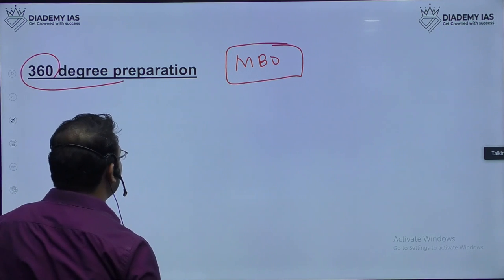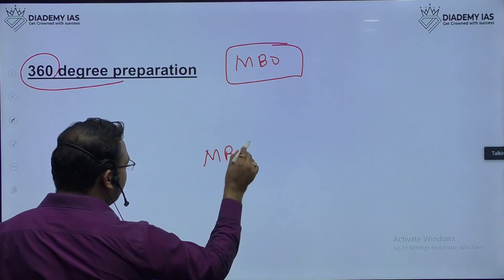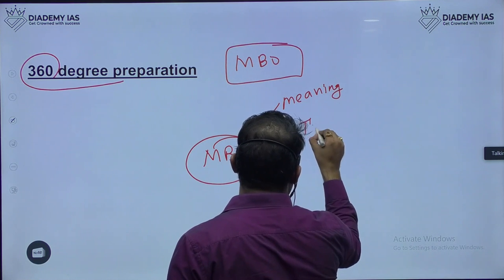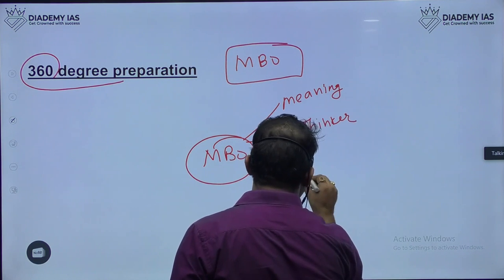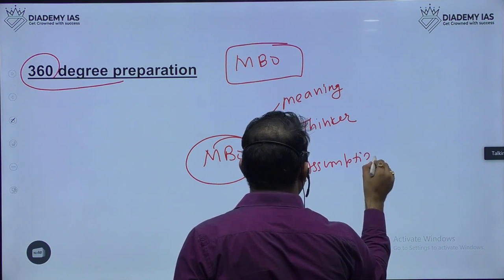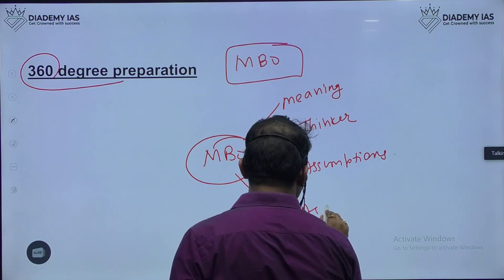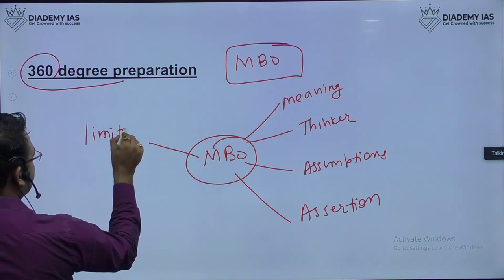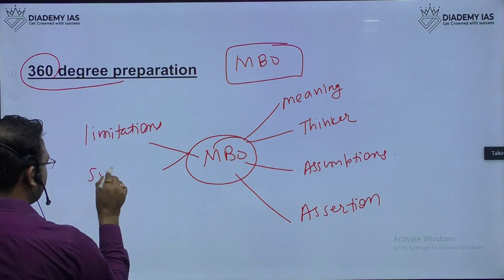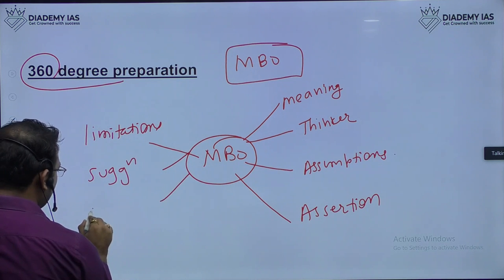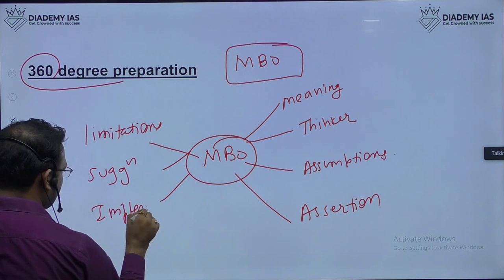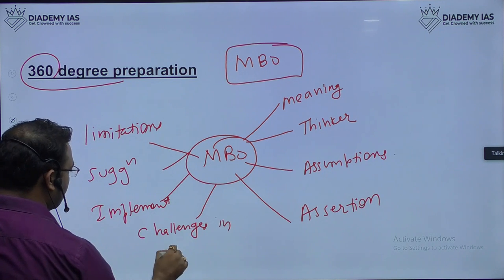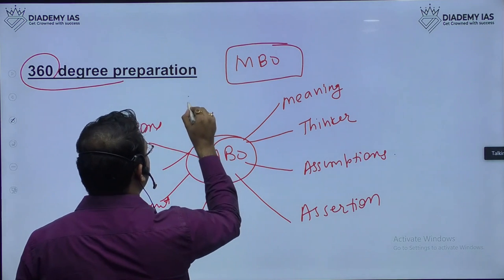What is the meaning of 360 degree manner? Suppose we talk about MBO, management by objective, you should know the meaning. What is the meaning of this? The person who is the thinker behind this, assumptions, okay, what are the assertions, or what is the explanation of the theory, then what are the limitations, what are the suggestions, and how to implement it, and what are the challenges in implementation. And then you have to give some real life case study.